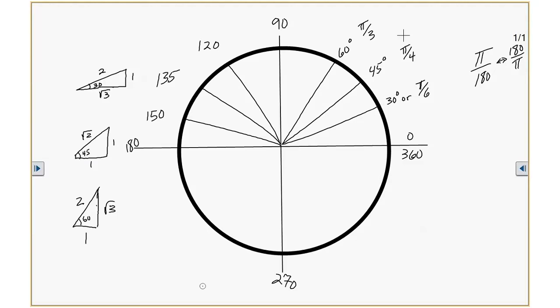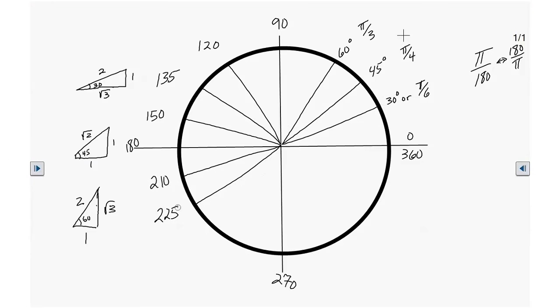Well, let's keep on going. I'm not going to change these. I'm going to let you change those, okay? Well, what's 180 plus 30? What's 180 plus 45?